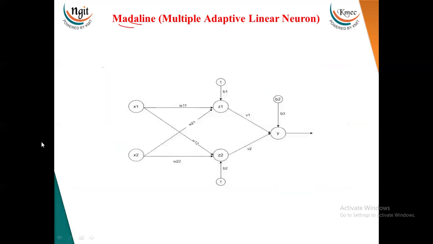See, this is Madaline. I'll draw it. Your inputs are x1, x2. Z1 and Z2 are the Adalines. This is your output. For bias, for Z1, B1 is the bias, and for Z2, B2 is the bias. And this is your X1. X1 with this particular weight is W11, with this one is W12, and for X2, 21, 22. And again, these are connected to this particular network. So this is the basic concept of Madaline.